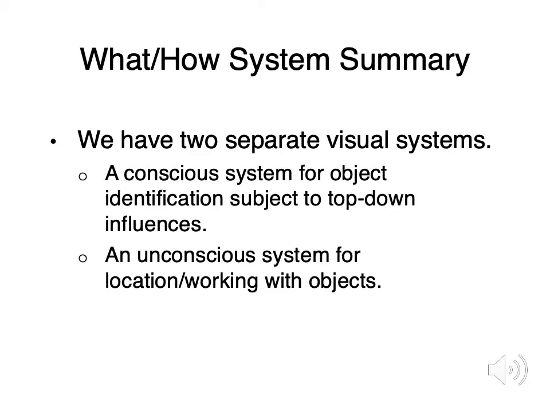In summary, converging evidence suggests that we have these two separate visual systems. We have an unconscious system for object identification that is subject to top-down influences. Remember, that's our expectations and knowledge of the world that can influence our perception of objects. And we also have an unconscious system for the location of objects and working with objects. While the conscious system can be subject to biases and illusions, the unconscious system maintains its accuracy. And both of these systems together help us navigate throughout the world.